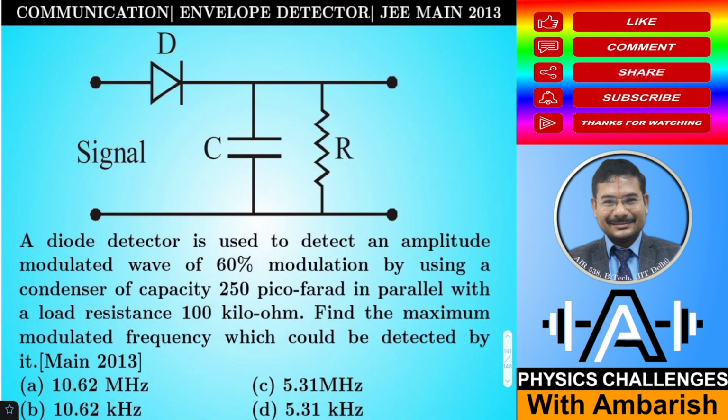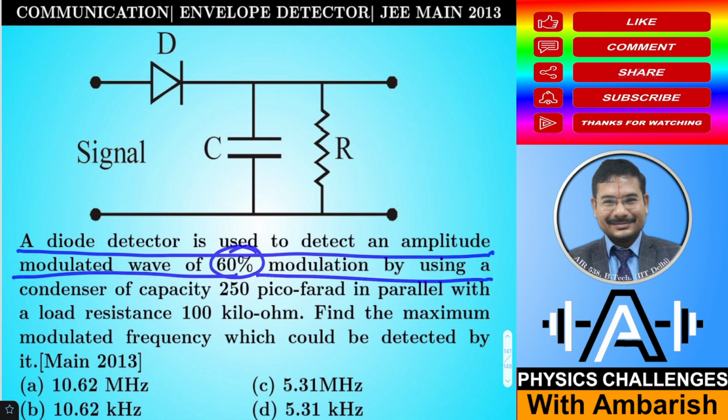Okay, let's see. So here's the question, an actual question from JEE Main 2013. Let me read it out. A diode detector is used to detect an amplitude modulated wave of 60% modulation by using a condenser of capacity 250 picofarad in parallel with load resistance of 100 kilo-ohm. So this is the situation.